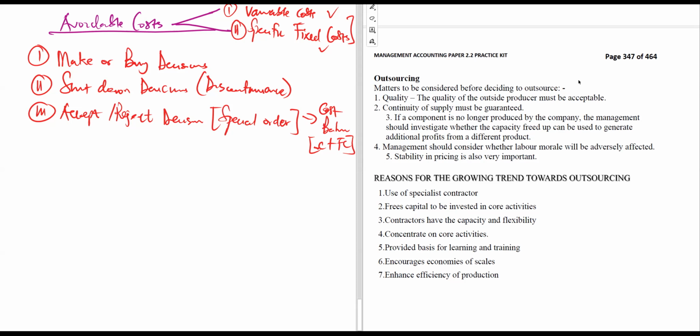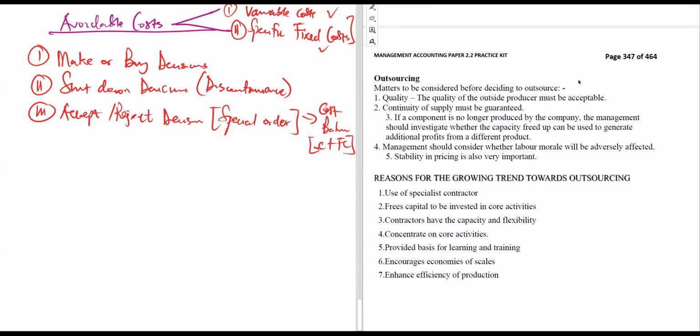One, quality. The quality of the outside supplier must be acceptable. Two, continuity of your supply must be guaranteed. So this supplier must not supply once and that is it, he doesn't supply again. Three, if the component is no longer produced by the company, the management should investigate whether the capacity freed up can be used to generate additional profit from a different product, right? And your management should also consider whether labor morale will be adversely affected. Stability in pricing is also very important. Reliability of your supplier, right? Even the reaction of your existing customers regarding the quality of the product. All these things should be assessed, right? And that is what you consider before deciding to outsource.